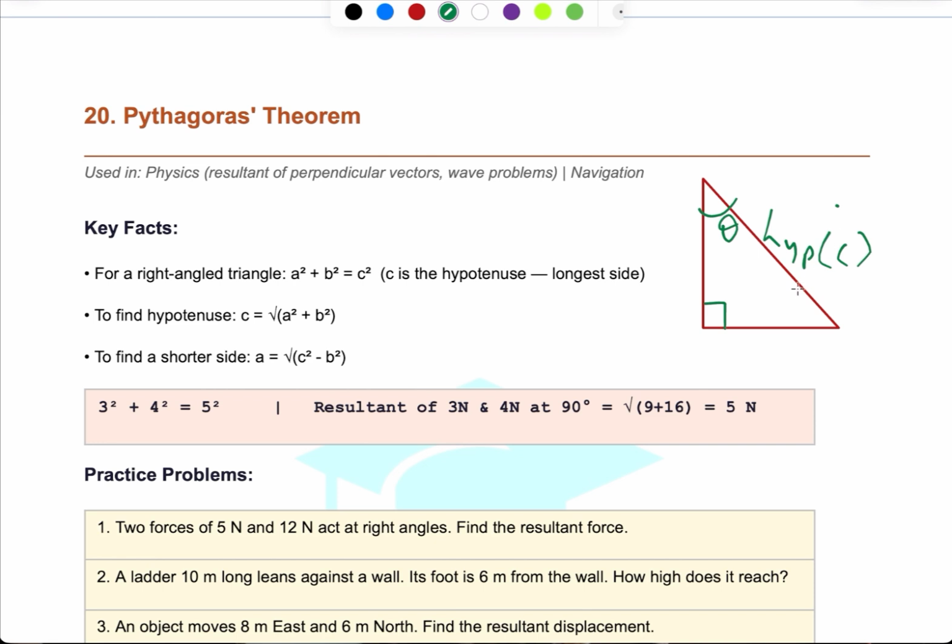Opposite and adjacent are determined by the angle. This angle is facing this side. That means that as far as theta is concerned, this is the opposite, and this right here is the adjacent. So it's not necessarily that this side will always be the opposite. Opposite and adjacent are determined by the angle that you are dealing with.